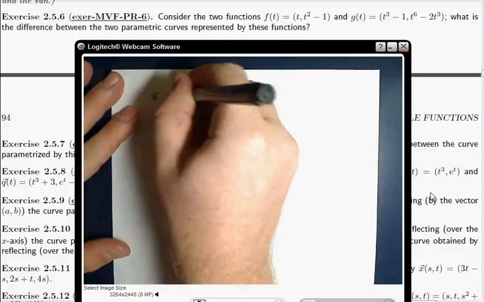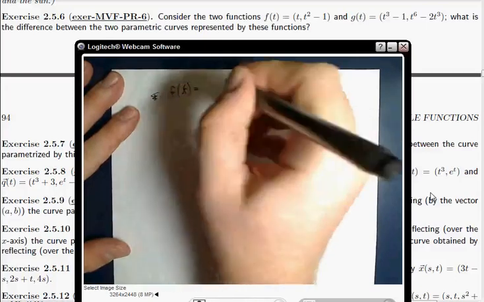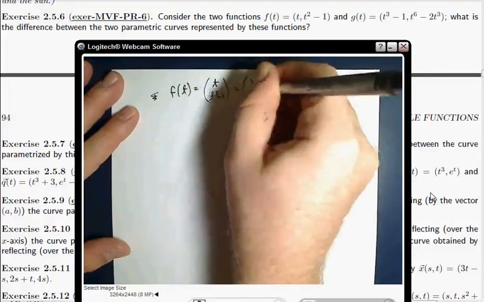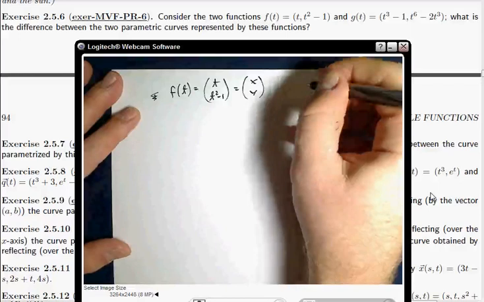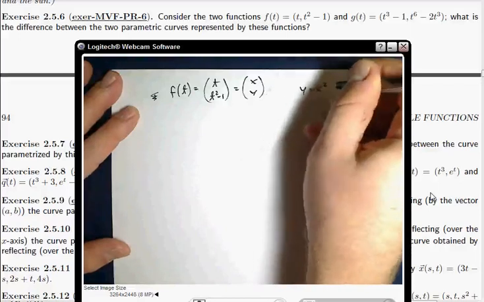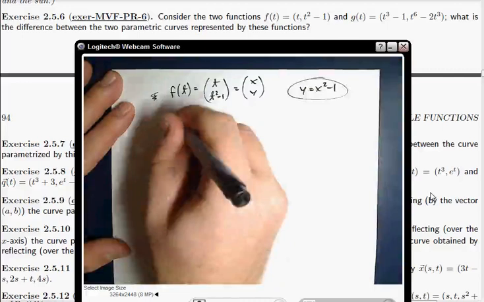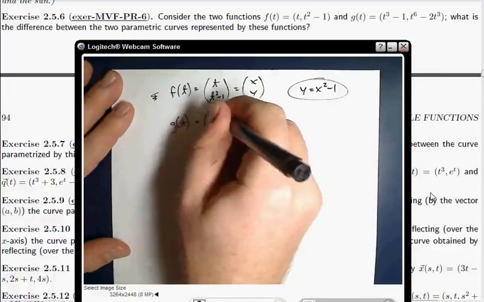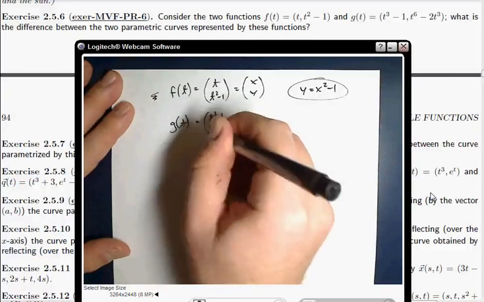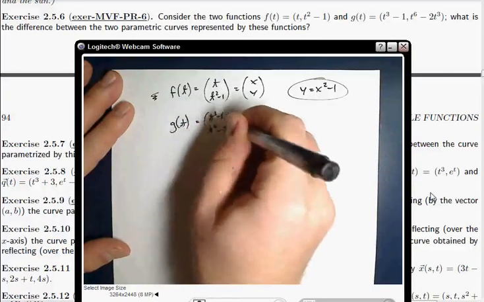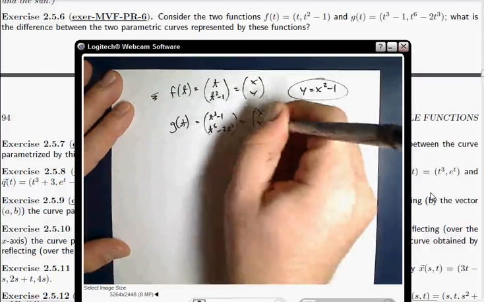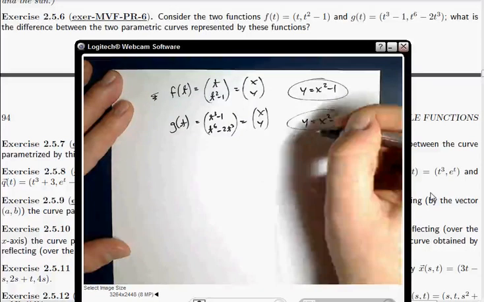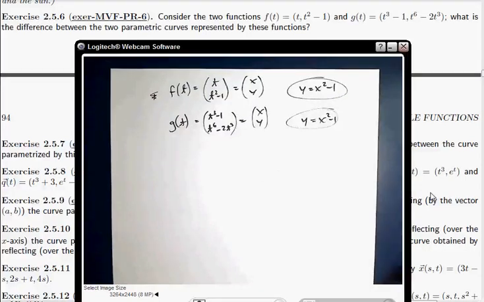Well, let's write down f. So f of t is t squared minus 1. That's x and y, and you can persuade yourself without too much trouble that y is equal to x squared minus 1. g of t, now that's a totally different thing. X and y, but if you do the algebra as needed, I claim that, again, y is equal to x squared minus 1. So they trace out the same curve.